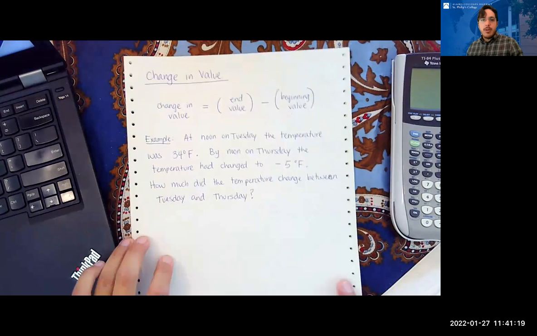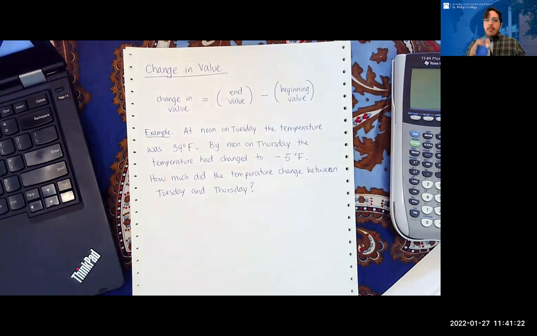I'm going to take a strategic sip of water. And let's think about how we could go about setting up this problem to solve it. Okay. At noon on Tuesday, the temperature was 34 degrees Fahrenheit. By noon on Thursday, the temperature had changed to -5 degrees Fahrenheit. How much did the temperature change between Tuesday and Thursday? That's the question we're trying to answer. So how could I set this up using a subtraction problem so that I can find the answer to this question? How would I write this down?